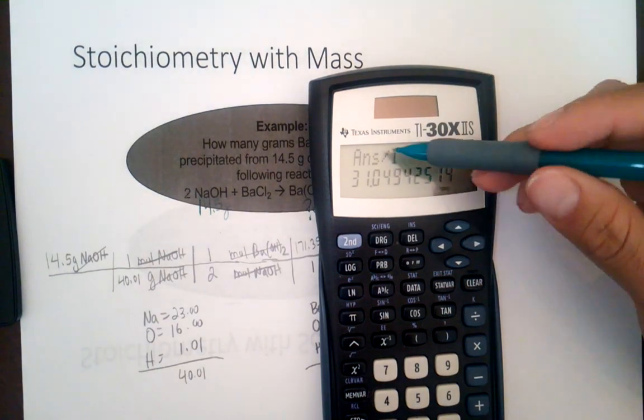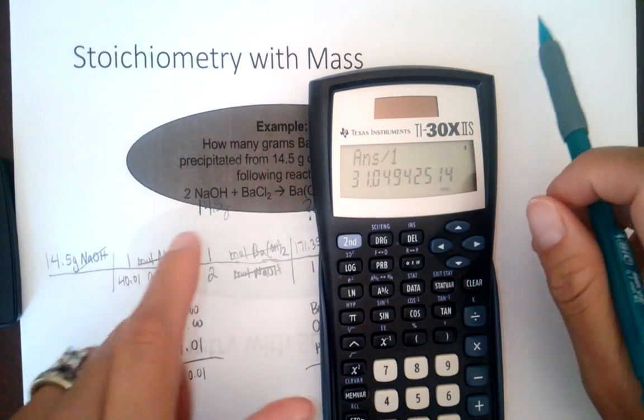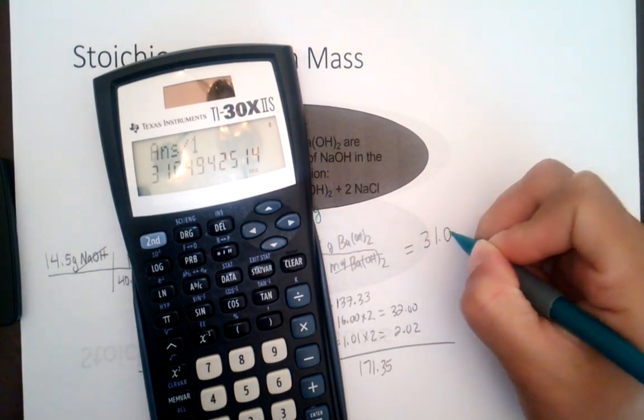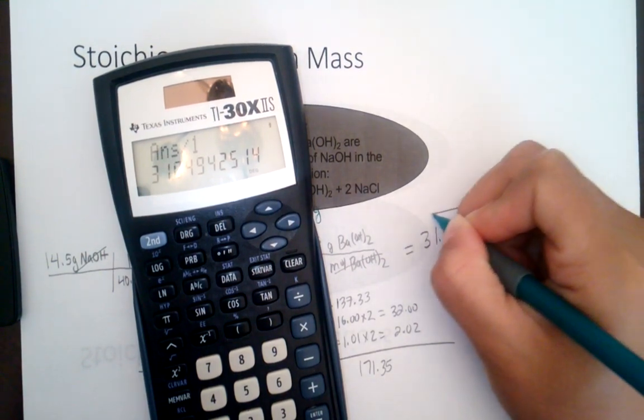31.049514. But you want 3 sig figs, because 14.5 is 3 sig figs, so you want to round it to 31.0 grams of BaOH2.